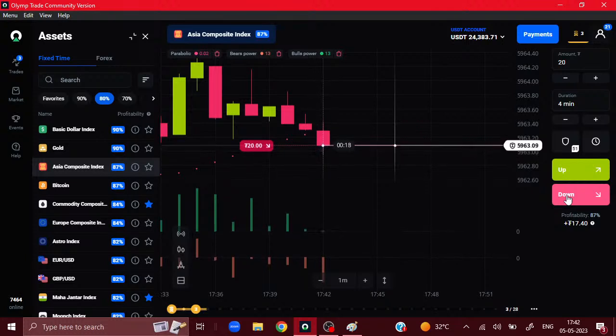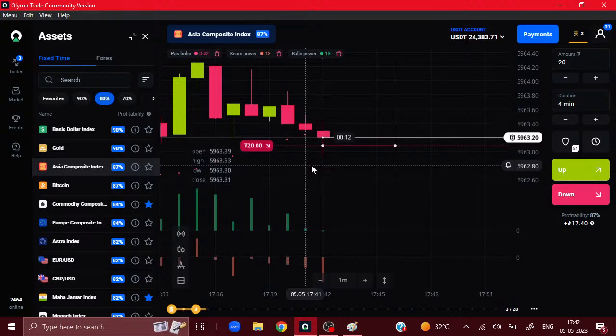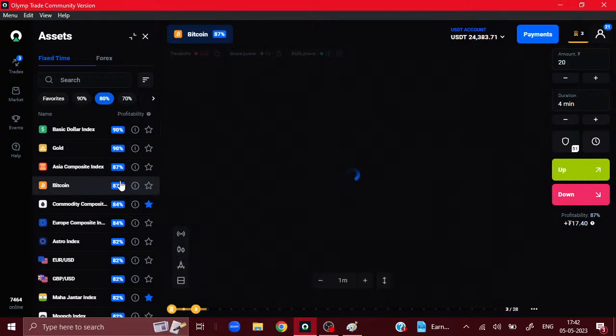So first trade of the day, a downward trade in the Asia Composite Index. Time duration is 4 minutes. We can see that both the bull's power and bear's power oscillator are indicating in the downward direction, and the parabolic has also shifted above the candle. Let us try to find some more entries.